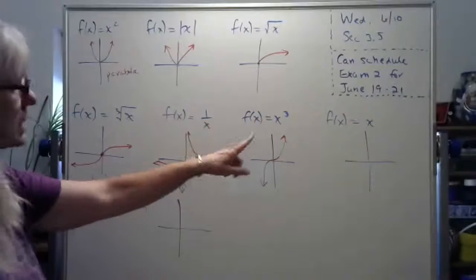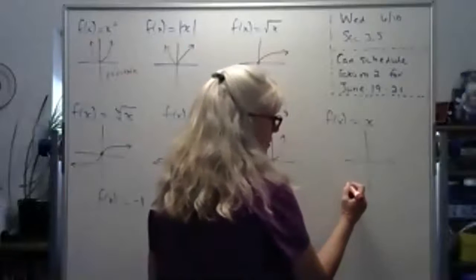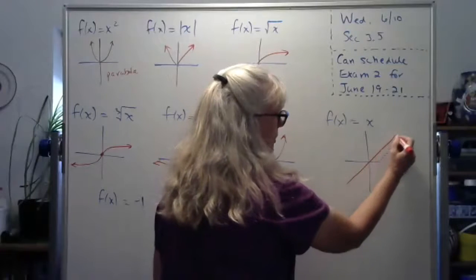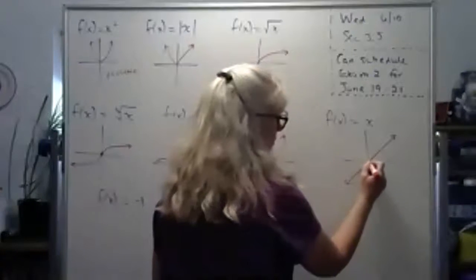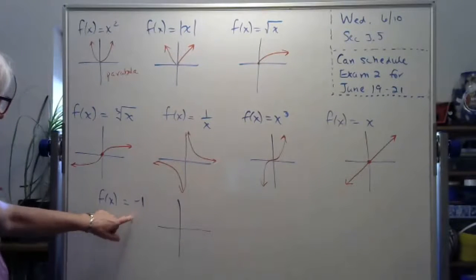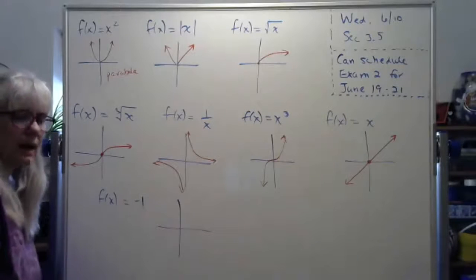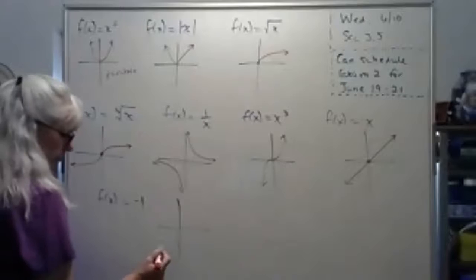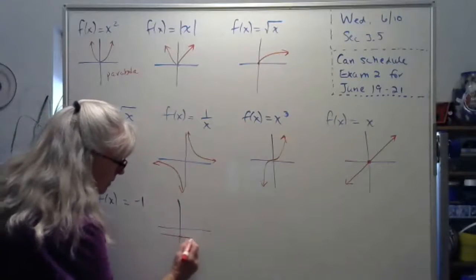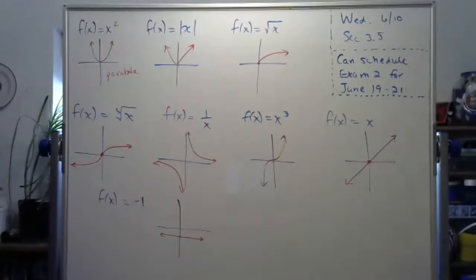And what about f of x equals x? So that one's our line that cuts through at a 45-degree angle. So just y equals x. And then what about the last one, f of x equals a constant, in this case -1. What kind of line is that guy? Horizontal. Yep, down here at -1. Beautiful. And again, those are the toolbox or our library of functions.